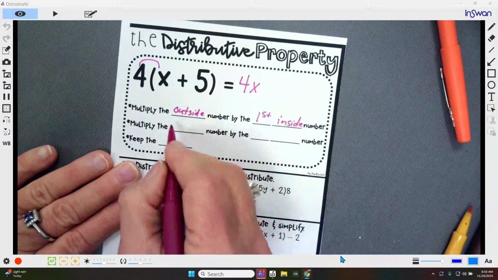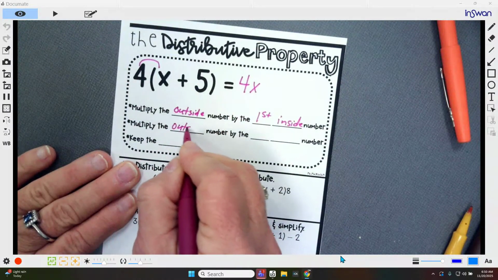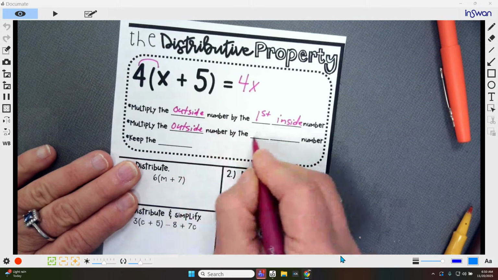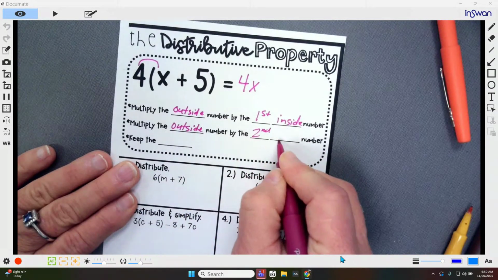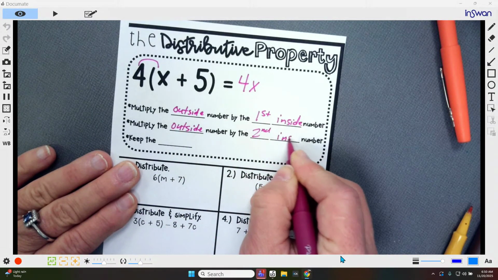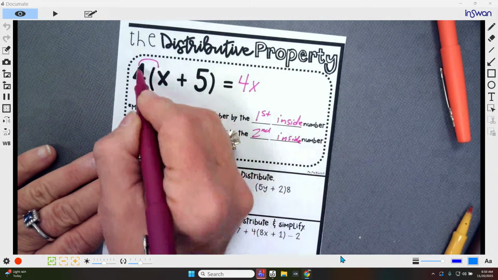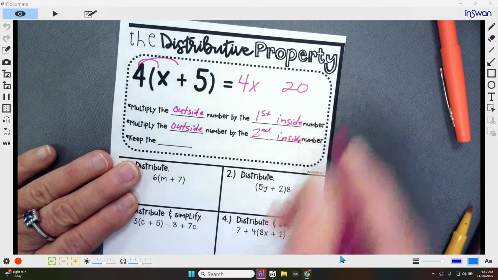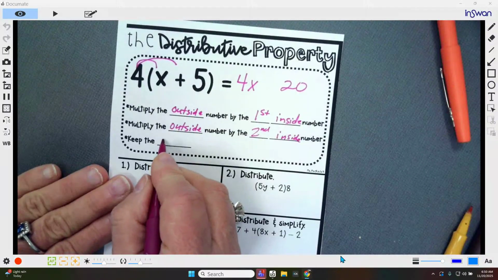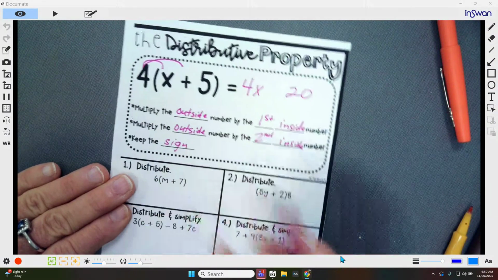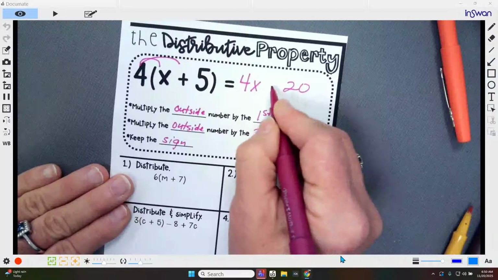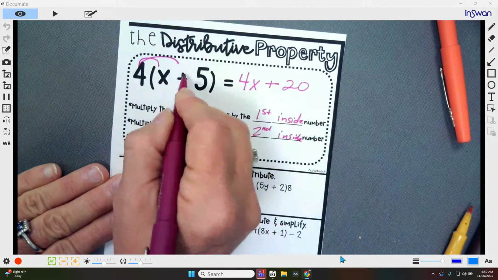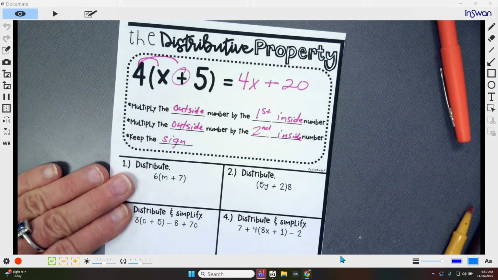And then you multiply the outside number by the second inside number, which means you would then multiply 4 times 5. 4 times 5 is 20. When I look at that, then I'm going to keep the sign. So it's going to be 4x plus 20 because my sign is an addition sign. That's how you would do it.